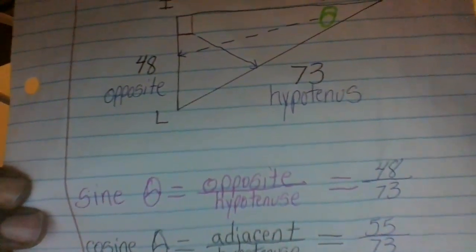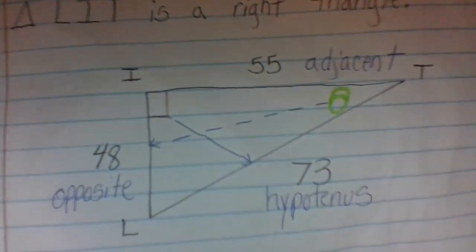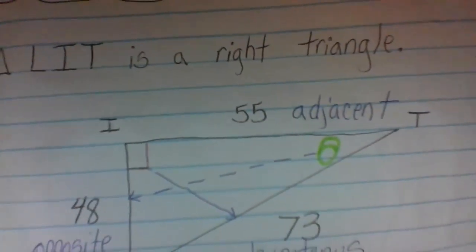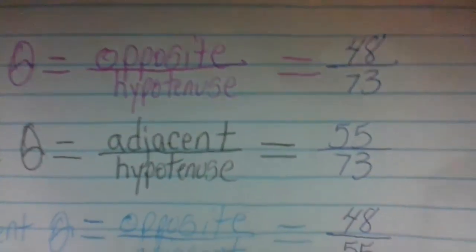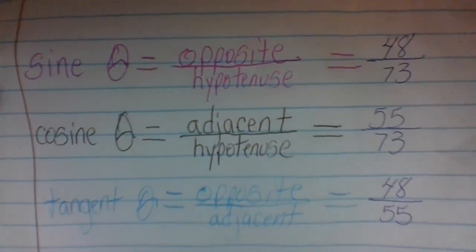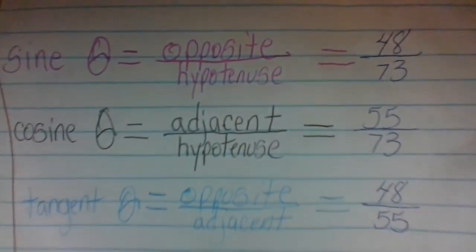Now let's go on to cosine. It's always set up as adjacent over hypotenuse. Looking at our triangle, adjacent is 55 and the hypotenuse is 73. So, bada boom, bada bing, the cosine of theta is 55 over 73. It's always going to be set up in that ratio or fraction form as well.